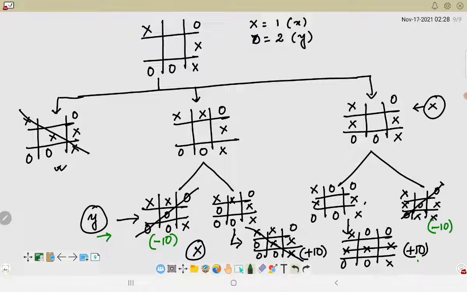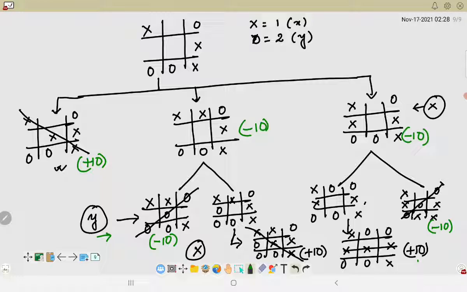Similarly, if we move to the next point where x has the maximum move, here we will have plus 10, and here we will have minus 10 and minus 10.